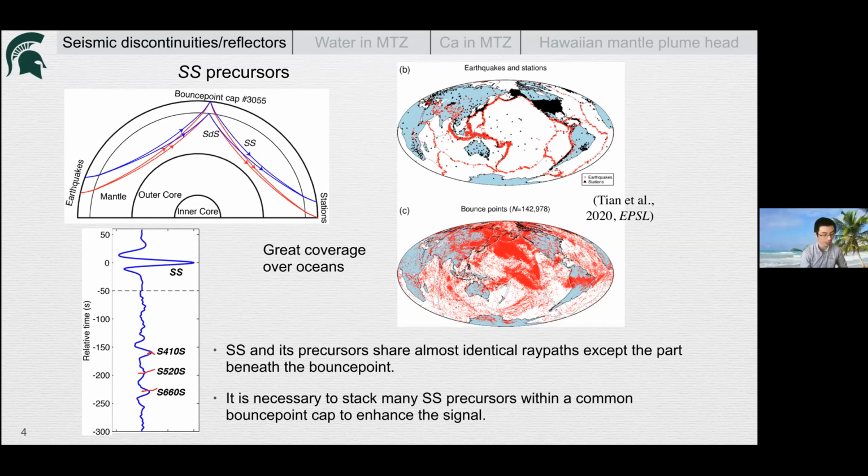Another thing I want to emphasize is that, to be honest, I don't really trust the absolute amplitude very much, because the amplitude of these seismic signals is controlled not only by the velocity contrast across these discontinuities, but also by the topography of these discontinuities, by the velocity in between in the upper mantle, and also the attenuation in the upper mantle. So there are a lot of complications that affect the absolute amplitude. And in this talk, I will mostly focus on relative amplitudes, for example, the 520 amplitudes versus 410 amplitudes.